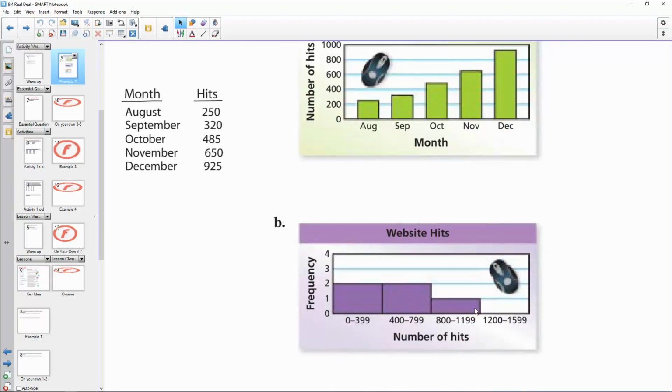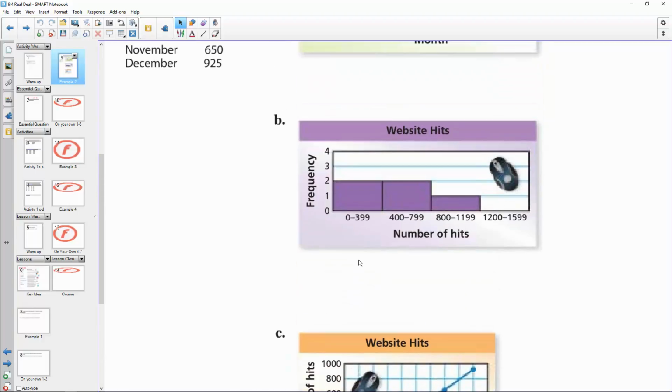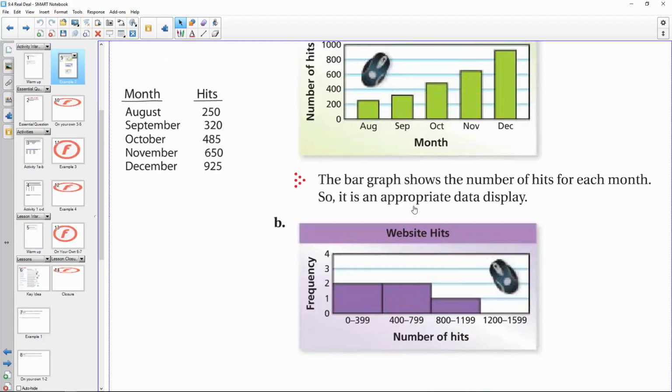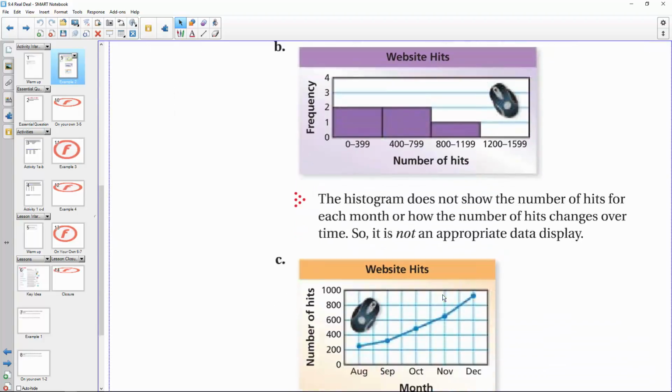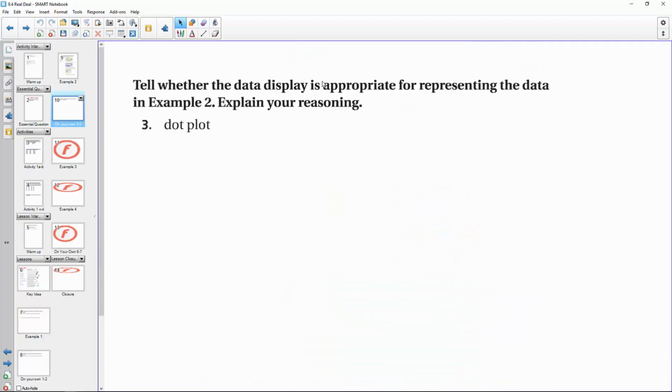This one here talks about the frequency of the number of hits, but I have no idea in terms of what month it occurs. So this is not a good one. And this one here kind of shows over time. It looks like the scale is fair. So I'd say that A and C are good indications. Are appropriate.